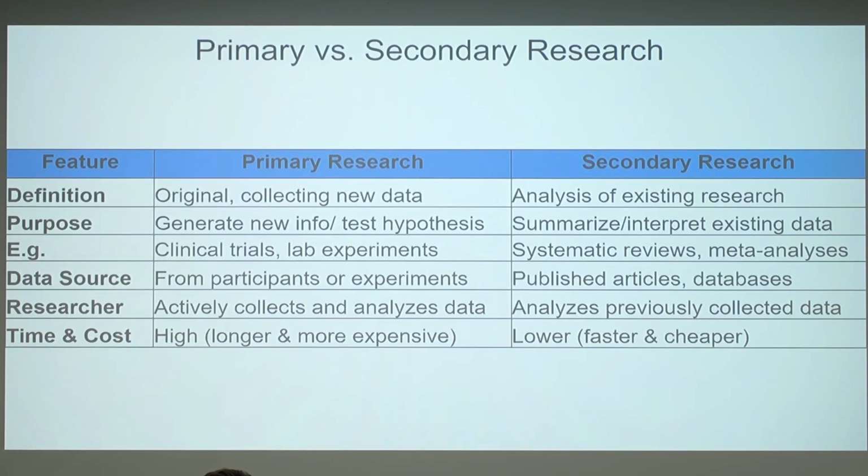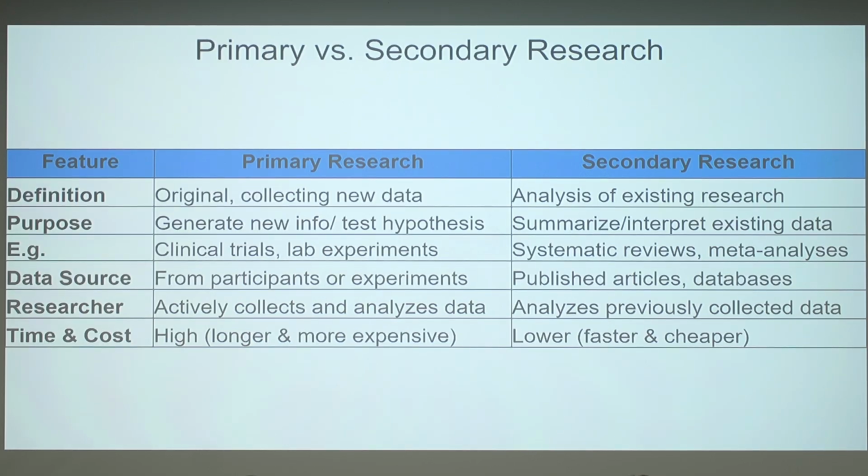So there's 2 main types of research, primary and secondary. Primary research, you've developed the hypothesis. You're going to test that hypothesis using statistics. You come up with the study design and protocol. Primary research takes longer, it's more expensive because you're actually doing the work.